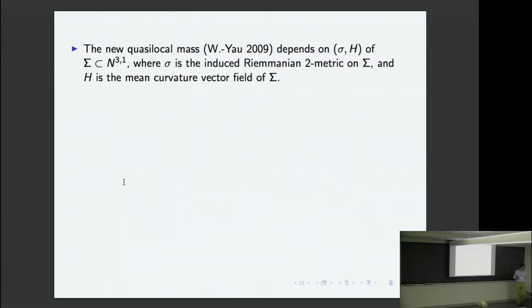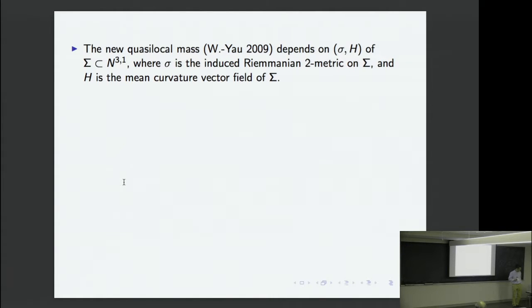Okay, so I'll talk about this new quasi-local mass that Yau and I defined back in 2009. This mass is defined only on two geometric data. First of all, you have a surface in your space-time, and we assume the surface is space-like. Therefore, there is an induced Riemannian metric on this 2-dimensional surface. And the other geometric data is the mean curvature vector field of sigma.